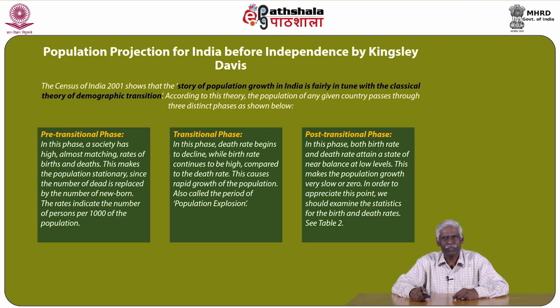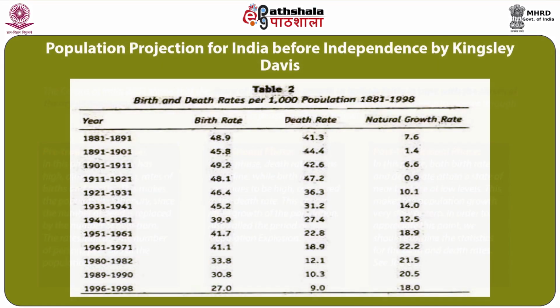In order to appraise this point, we should examine the statistics of birth and death rates over a period of time, as depicted in this table. The table clearly shows high death rates prior to 1921. These were due to frequent famines and epidemics such as plague, cholera and influenza. The deaths caused by the influenza epidemic are estimated to be as high as between 8 and 15 million.